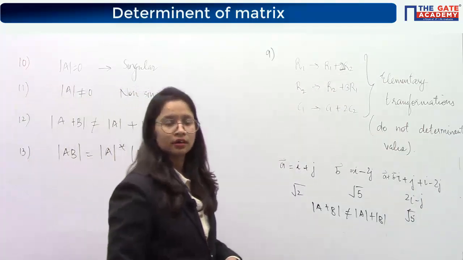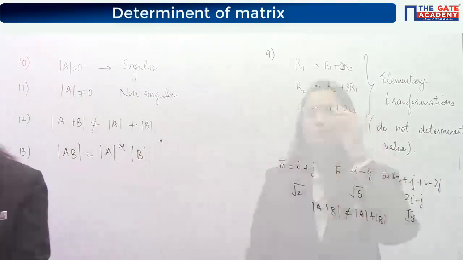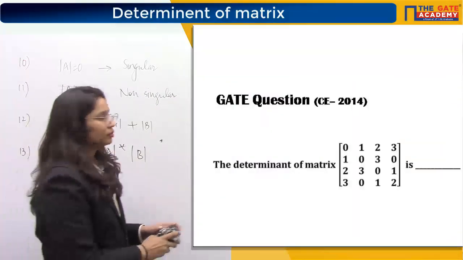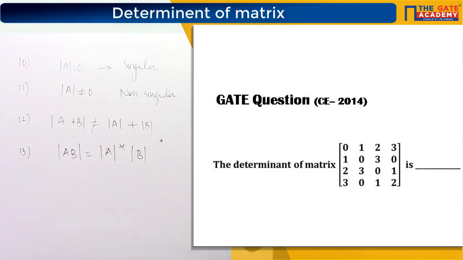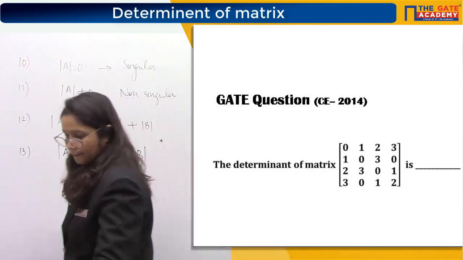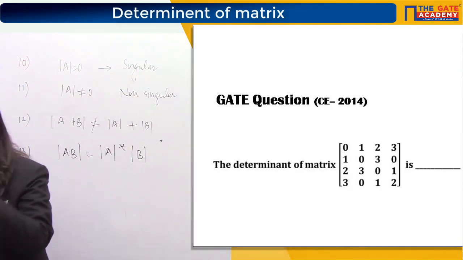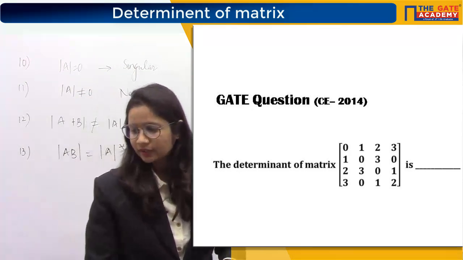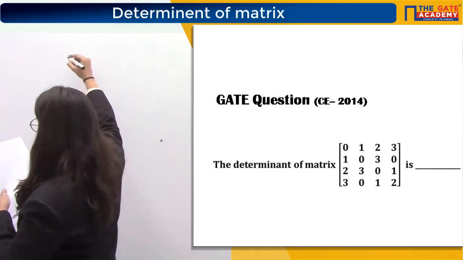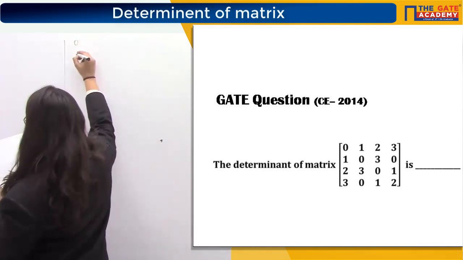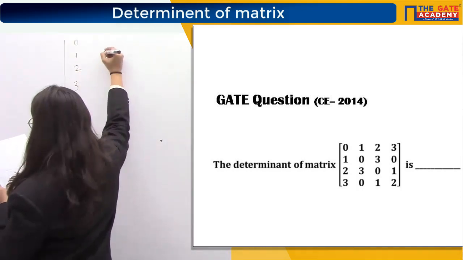Done with the properties? So let me remove the board and I'll give you one question. Okay, find out the determinant of this matrix given in the question. Solve the question. Very easy question, just the determinant of this matrix you have to find out.